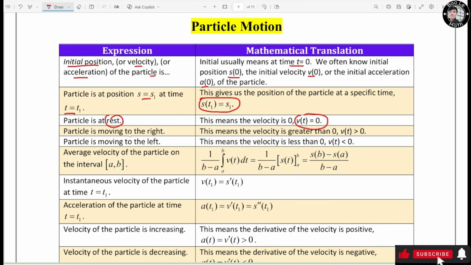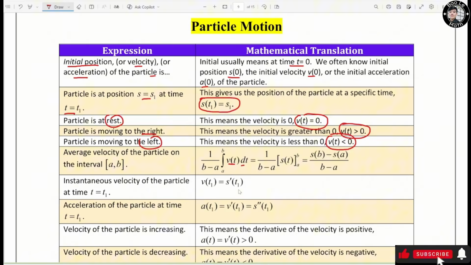If the particle is moving to the right, it means velocity is positive. If the particle is moving to the left, the velocity is less than 0. The average velocity of the particle on the interval [a, b] equals 1 over b minus a, times the integral from a to b of v of t dt.